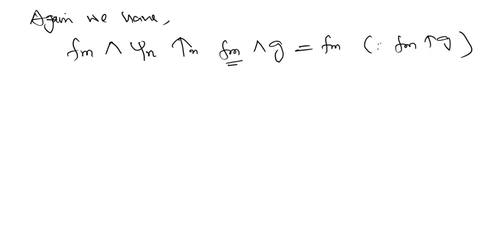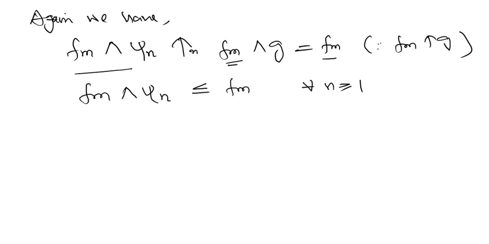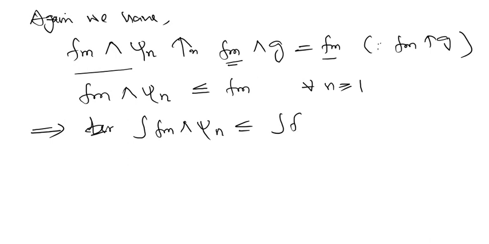Okay, so let's apply the integration on both sides. The limit of this is equal to this one. So it means that fm meet psi n is lesser or equal to fm for all n greater or equal to 1. This is also true for each m. So that means the integral, because both are integrable functions, of fm meet psi n is lesser or equal to the integral of fm for all n greater or equal to 1.